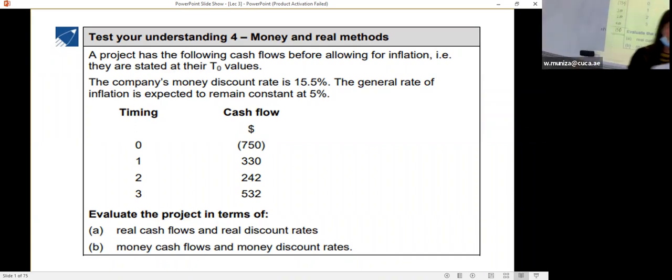Students, whichever method you are using, you will be getting the same NPV. Please keep in mind.